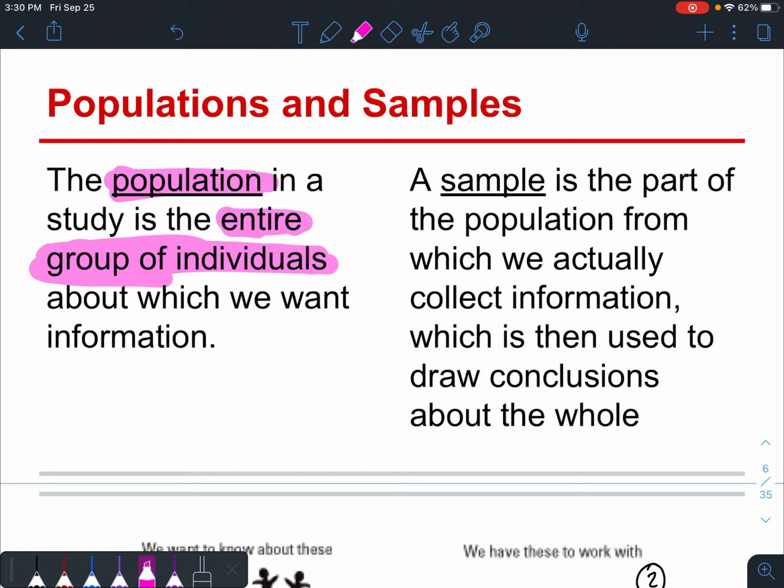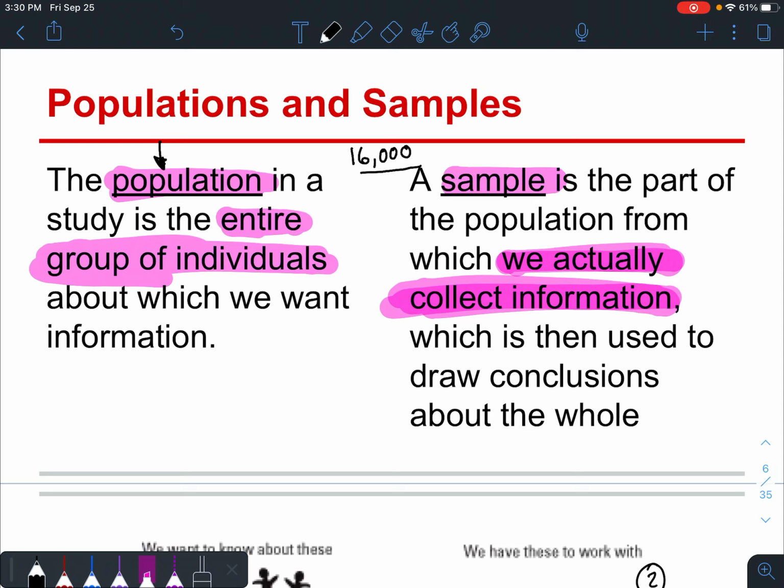The sample now is going to be the part of the population from which we actually collect information. So you're going to find out that it's not really logical or even possible to always get information from the entire population. If you envision getting some information from the residents of the city of Buffalo, and the population of Buffalo is about 16,000. Imagine talking to 16,000 people.